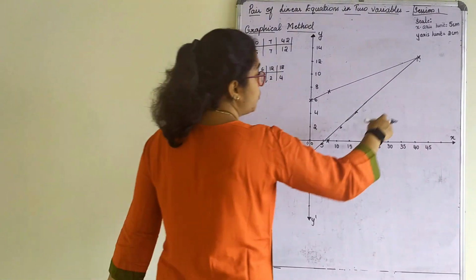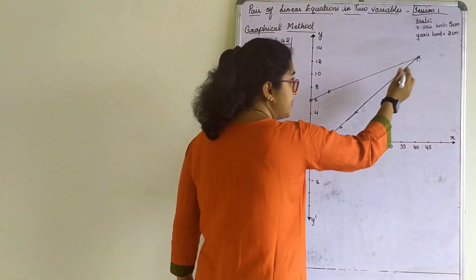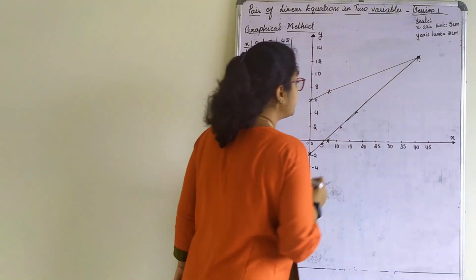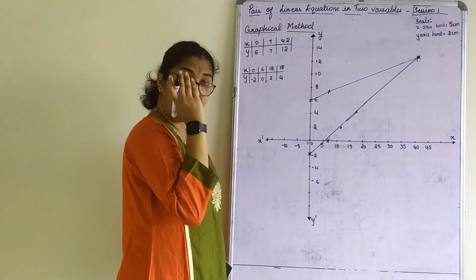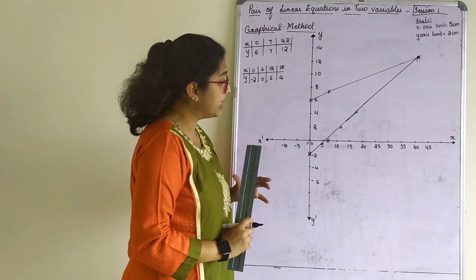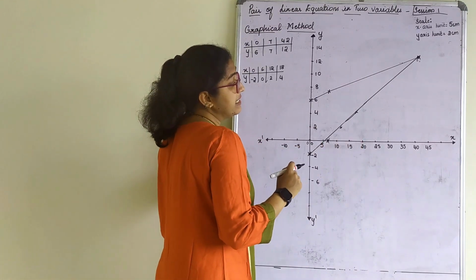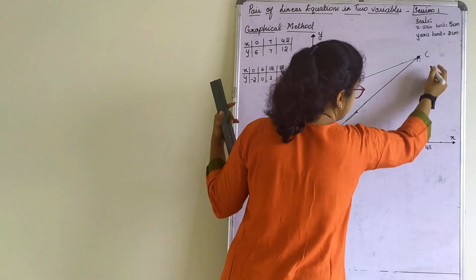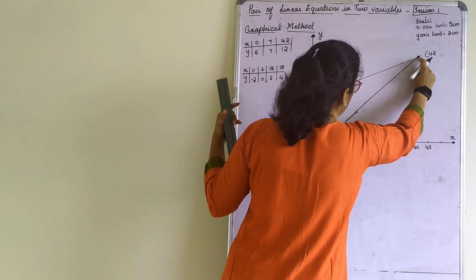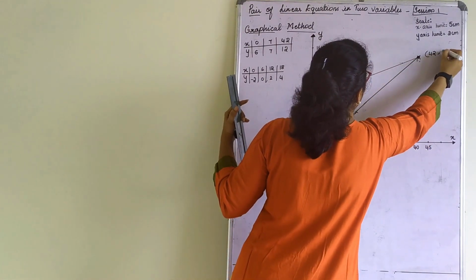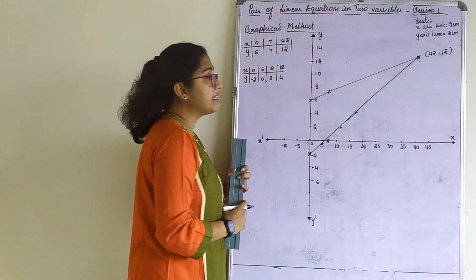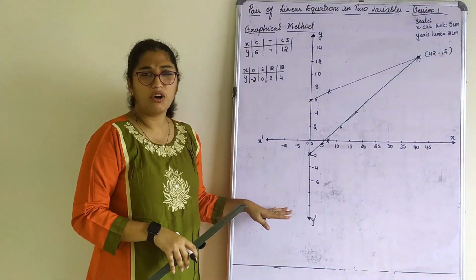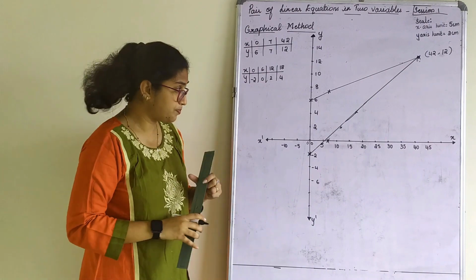This is the point where your graph is meeting, and this means the graph is intersecting at this point here. It actually meets correctly. Now where is it intersecting? Read the x-axis value: it is intersecting at 42 and 12. That's all we have to do here.